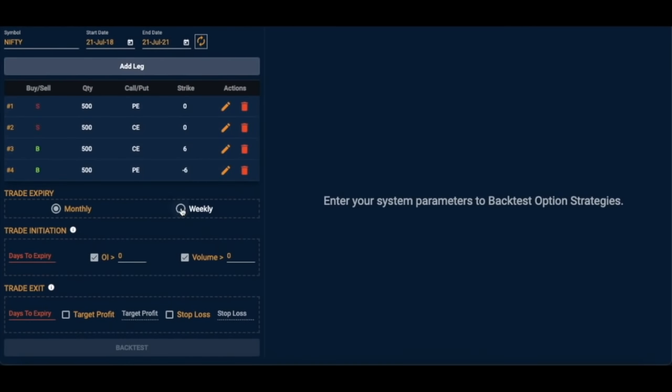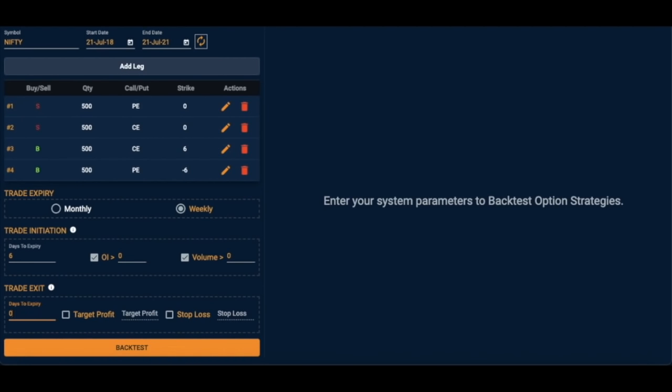I'm testing this on a weekly basis. I will be initiating this trade 6 days prior to expiry, and the exit will be on the expiry day. To avoid confusion, I'm not talking about stop loss and targets. Also, to understand this better, I'm not doing any adjustment trades. I will enter and exit as per the initial setup in all three strategies on a weekly basis and book profit or loss accordingly. Let the backtesting begin.